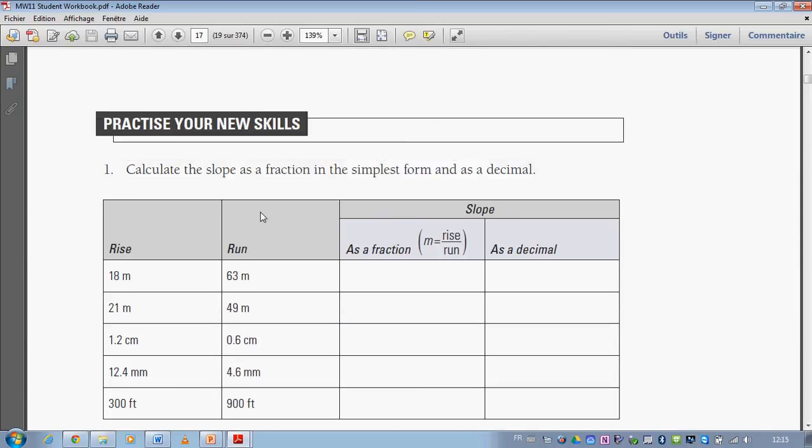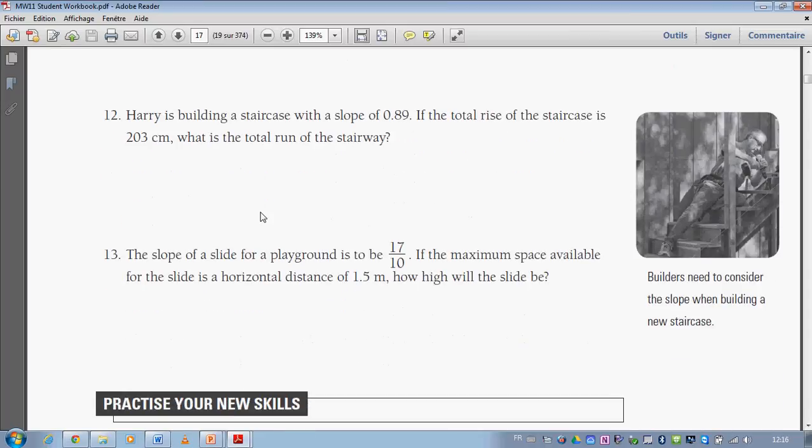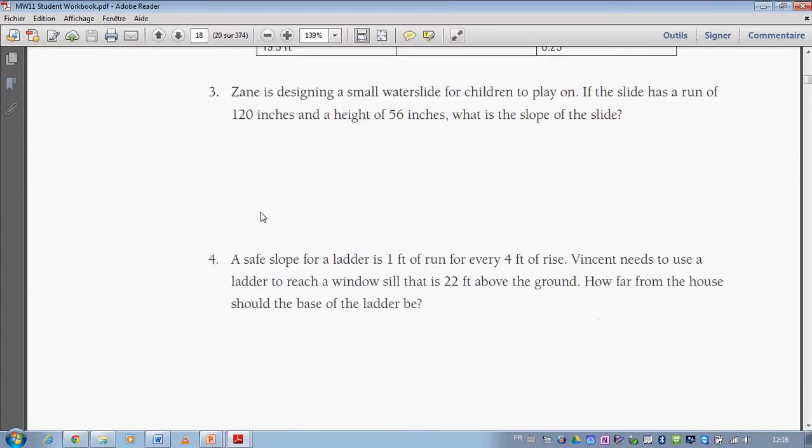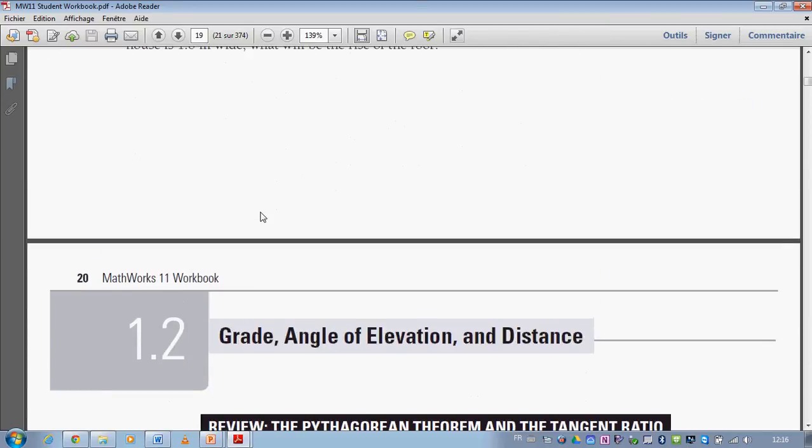Those questions are all for assignment. You probably should do these. These are on pages 17, 18, and 19, and then the next screencast is going to deal with 1.2. We're going to talk about grade, angle of elevation, and distance. So stay tuned for that.